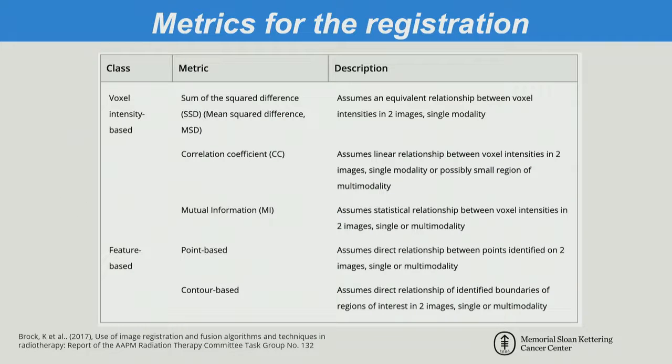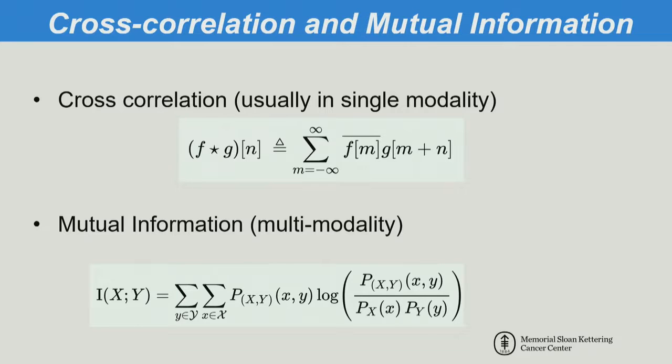So to see if a registration is good or not, we need to use some metrics. There are basically two classes of metrics that are commonly used. One is voxel intensity based, so for example, the sum of square difference or mean square difference, correlation coefficient, and mutual information. But we also have feature-based, point-based, and contour-based. So let's go through a couple of those.